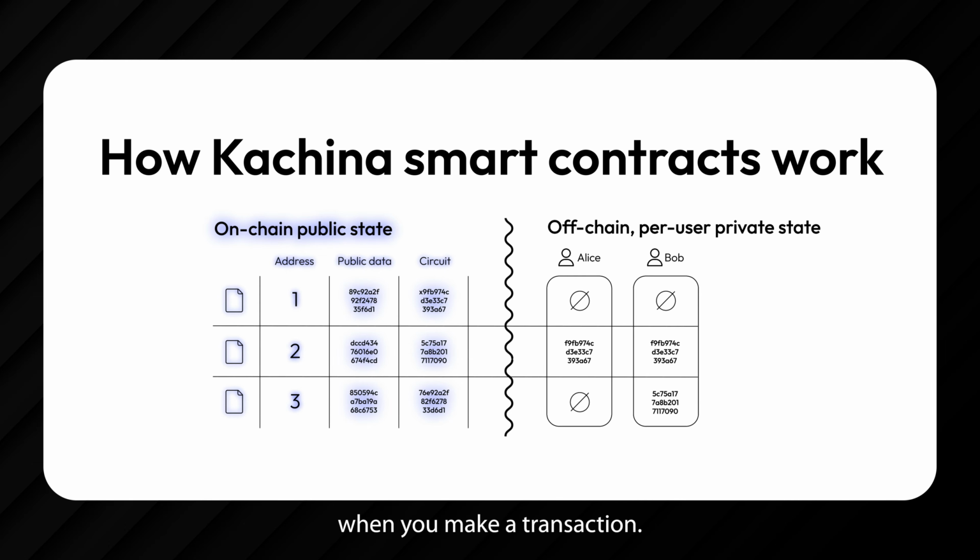This is what it looks like when you make a transaction. Your local proof server generates a ZK proof. The blockchain verifies the proof is valid, and finally nobody learns about your private information. It's like having a notary who can verify your signature is real without reading your documents.